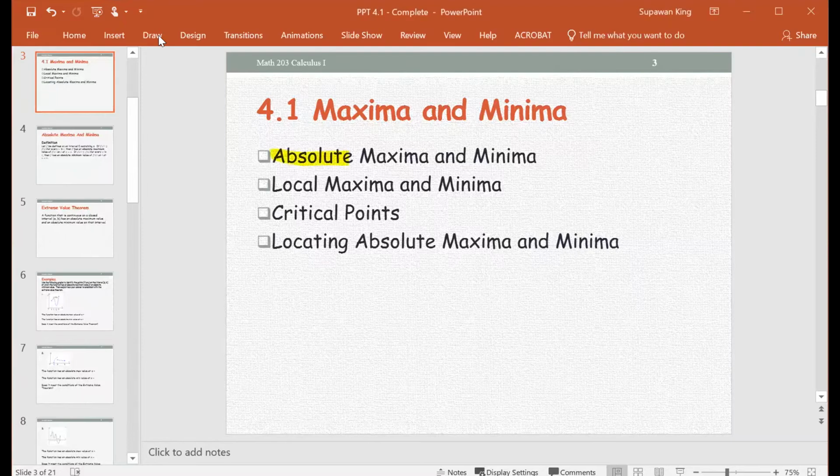4.1 covers absolute maxima and minima, local maxima and minima, critical points, and the last one, the absolute maximum and minimum, and we are going to find where it is, or whether it is available, for the function provided. This is the main content of 4.1, mainly targeting the maximum and minimum values, especially the absolute. We're going to see the differences between the absolute and local.